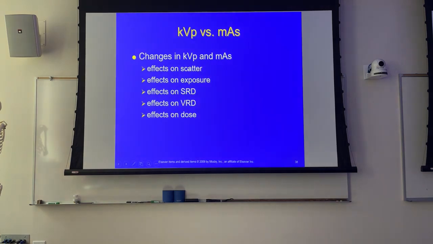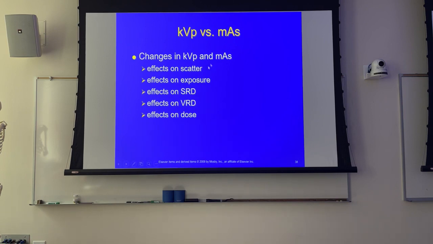So KVP changes scatter ratio, the Compton to PE ratio, the percentage of scatter. It increases exposure. The effects on sharpness of recorded detail with KVP, you don't have any. It's all about visibility. Effects on patient dose would depend on whether or not you were using the 15% rule. You increase your KVP and reduce your mAs, your overall dose decreases. But if you're just increasing KVP, then your dose to the patient increases.